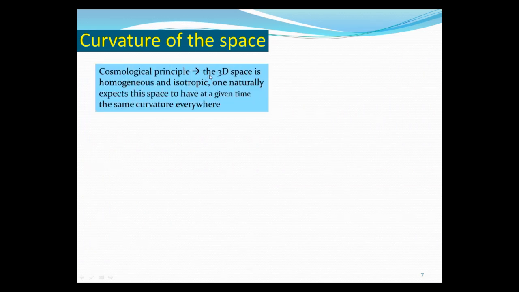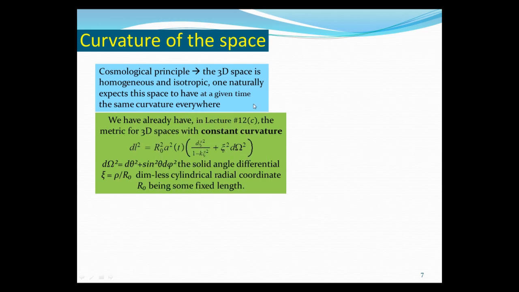Now, the cosmological principle says 3D space is homogeneous and isotropic. So one naturally expects this kind of space, at a given time, to have the same curvature everywhere. So this should be a space with constant curvature. Now we already talked about space with constant curvature in lecture 12. We started by talking about 2D space with constant curvature. Then all you basically do is replace the azimuth angle by the solid angle, and you can get to 3D space with constant curvature.